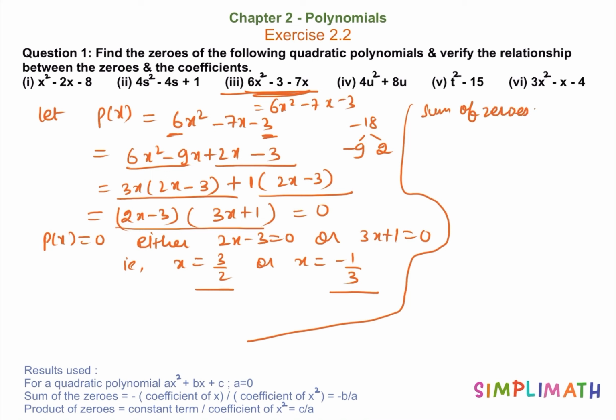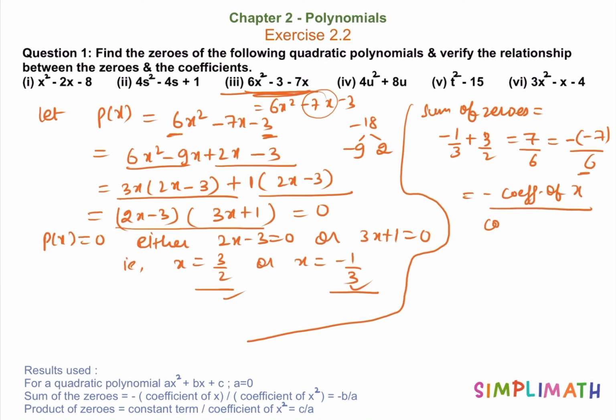Okay, now the sum of the zeros. Let's come to the sum of the zeros, which equals minus 1 by 3 plus 3 by 2 from here. Okay, so we can say that this is equal to 7 by 6. I can write this as minus of minus 7 by 6. Now we know that minus 7 is what? Coefficient of x, and what is 6? 6 is the coefficient of x square.